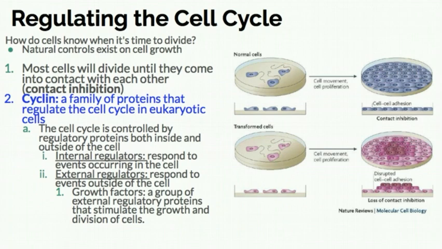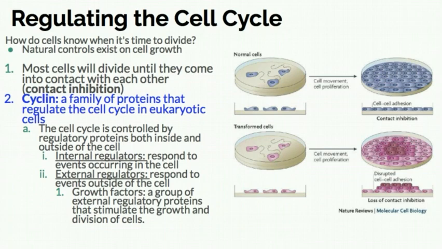So how do cells know when it's time to divide? Well, we have a few natural controls that exist on cell growth. So the first way is most cells will divide until they come into contact with each other, and once they come into contact with each other, they basically stop dividing. So that's what we call contact inhibition, and this right here is a pretty good diagram to the right of contact inhibition.